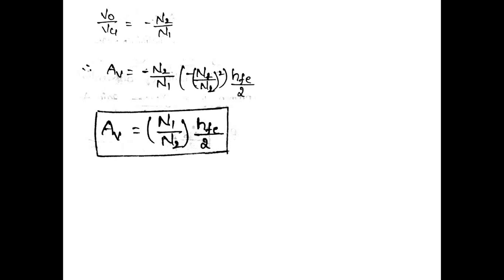Now we will proceed with one more important concept, which is the effect of cascading. You try to cascade a number of amplifier stages. What will happen to the bandwidth? That's what we call the effect of cascading of amplifiers on bandwidth. Let us proceed.